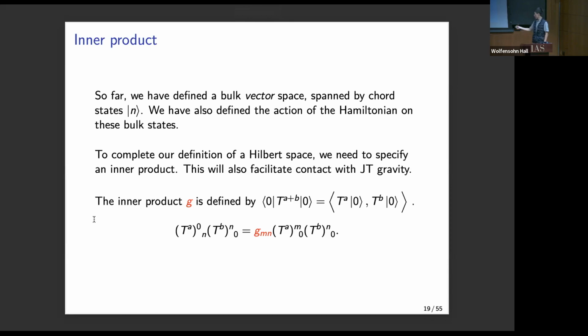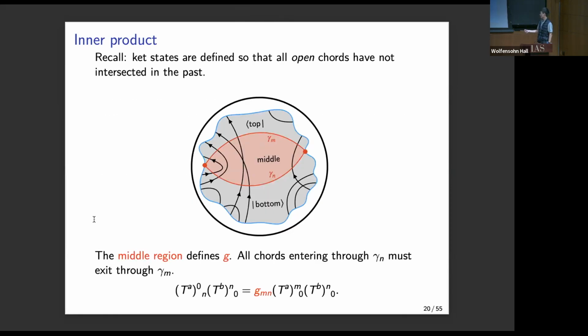Now, it's more illuminating to write that equation geometrically. And that equation says that you can split a general chord diagram into 3 regions: a bottom region which defines a ket vector, a top region which defines a bra vector, and some middle region which defines the inner product. The rule is that all chords entering the bottom of the middle region, so this line gamma n, must exit through the top. That defines the inner product. And using this definition, you can write down a recursion relation and in some cases solve it to obtain an expression for what the inner product is.